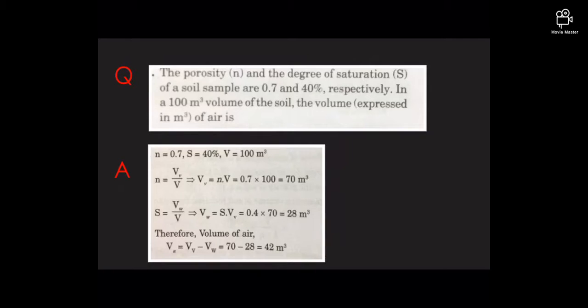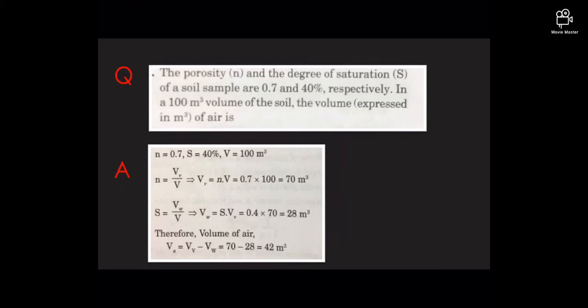Not the porosity, the volume of voids. Then for the degree of saturation S, we have the equation VW by VV. It's actually VV, it's a printing error, so you just note it as VV. In the next line it is given VW is equal to S into VV, which is equal to 0.4 into VV. We have derived this from the earlier equation. We have got the answer as 70, so just substitute 70 here. So, we are getting 28 meter cube.